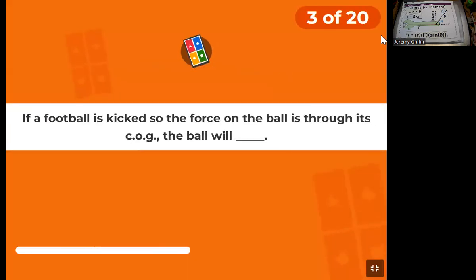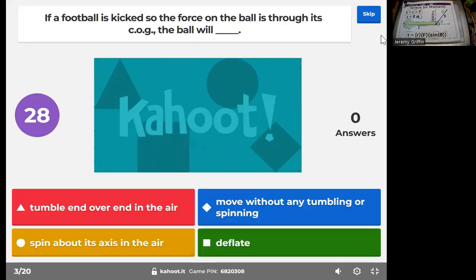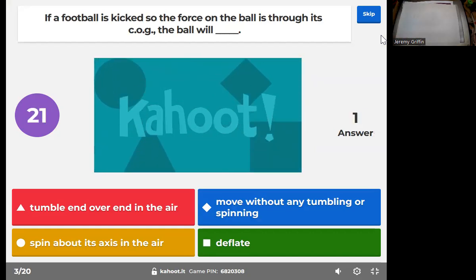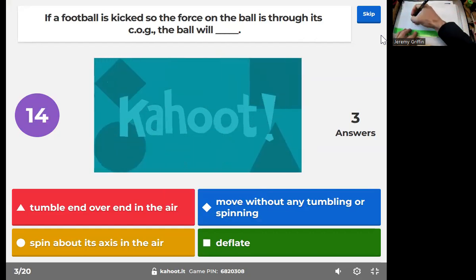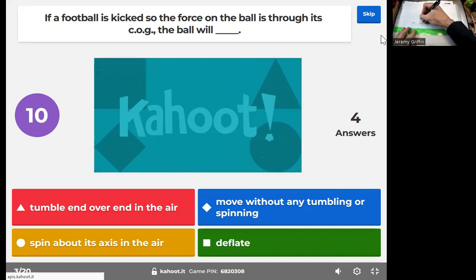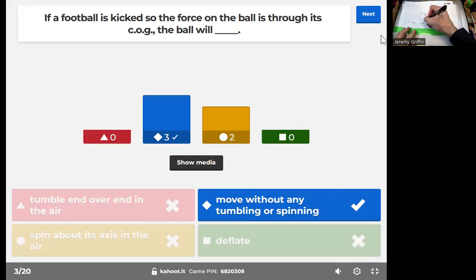If a football is kicked through its center of gravity, what will the ball do? All right. Yeah, it's going to move without tumbling and turning, move without rotation.